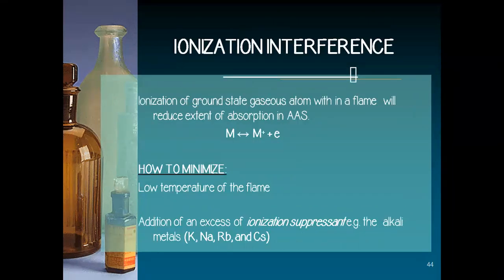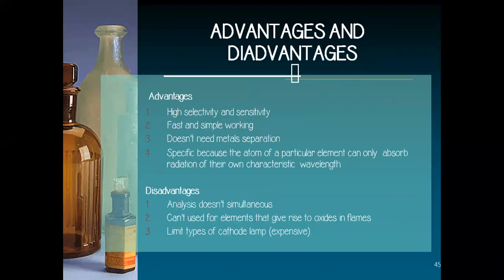And ionization interferences: ionization of ground state gaseous atoms within the flame will reduce the extent of absorption in atomic absorption spectrum, that is M, which is convertible into M plus and an electron. And to minimize this, we can lower the temperature of the flame, and add an excess of ionization suppressants. ऐसे एलिमेंट्स हम उसमें ऐड करेंगे जो कि आयनाइजेशन को होने नहीं देंगे, लाइक एल्कली मेटल्स, लाइक हम यहाँ पे पोटेशियम यूज कर सकते हैं, सोडियम यूज कर सकते हैं, रुबिडियम, सीजियम वी कैन यूज.